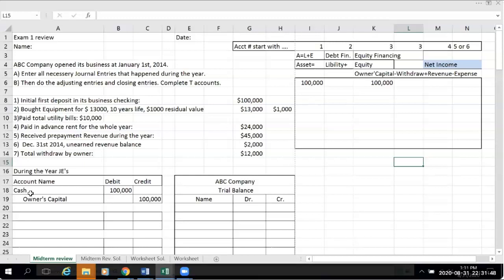So bottom line, when you have cash, that's a future benefit, okay? And the equity section, of which owner's capital is a portion, is the initial investment by the owner into the business on day one. That's $100,000 credit.